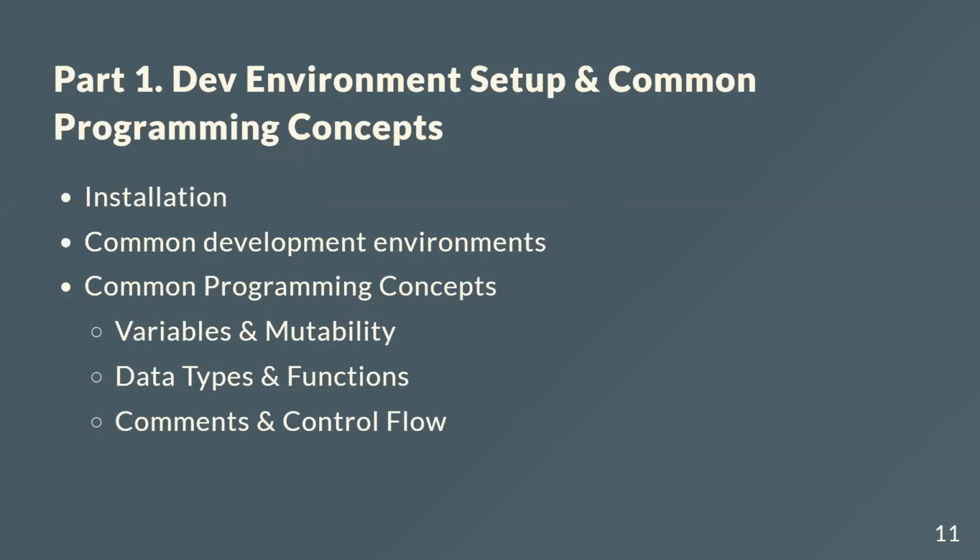This is part one, dev environment setup and common programming concepts. We're going to cover installation, common development environments, and common programming concepts like variables and mutability, data types and functions, comments, and control flow. This is essentially just the first couple of chapters of the Rust book.